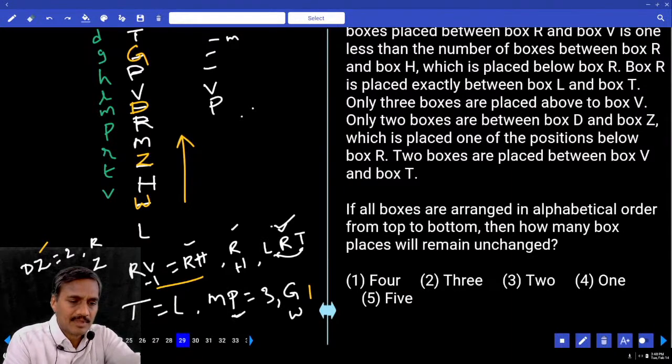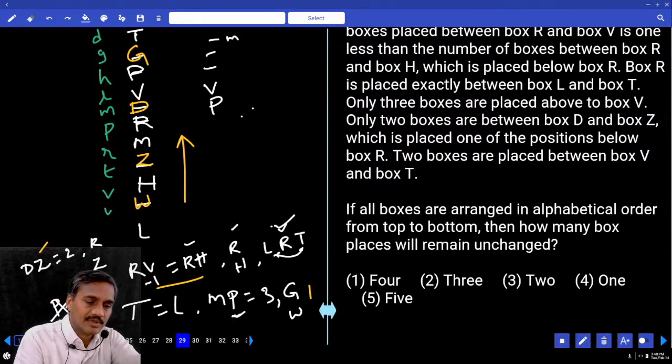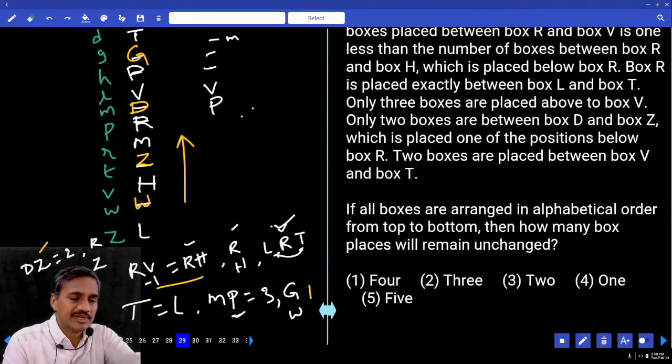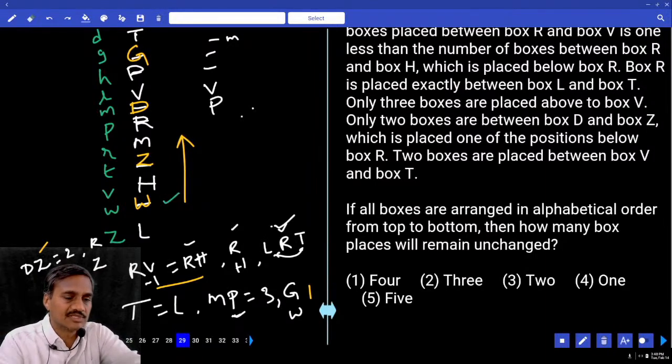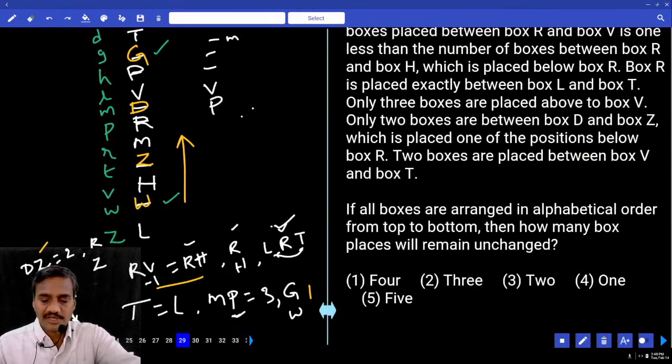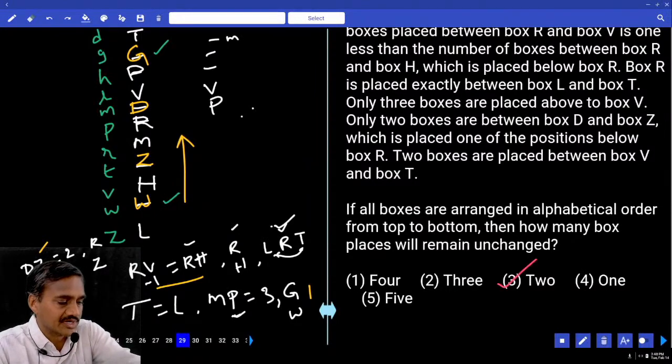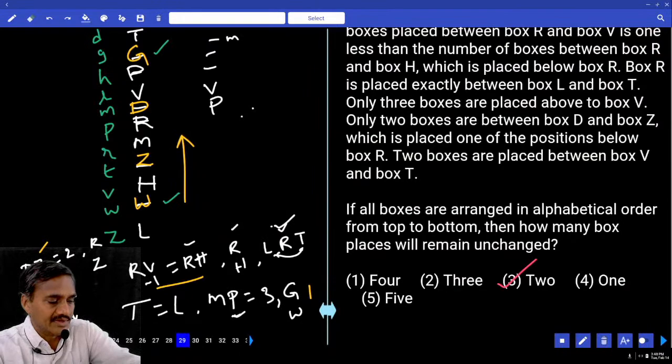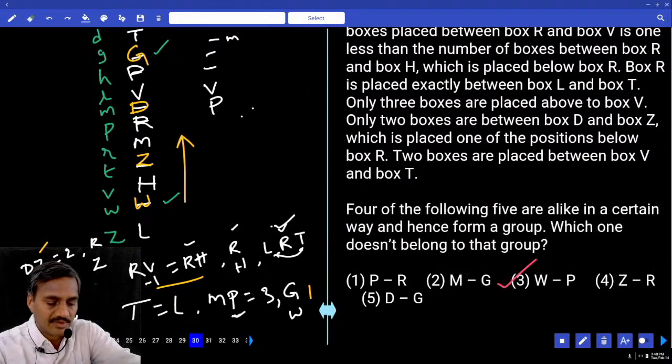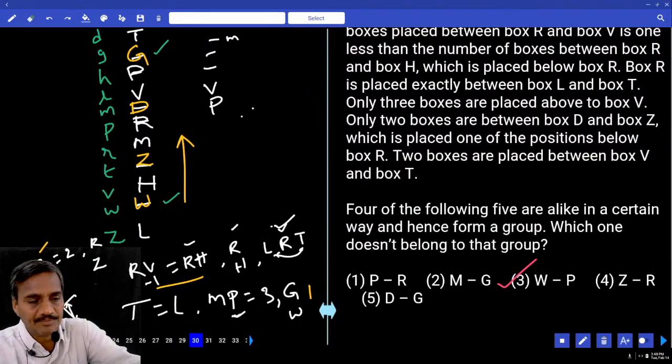there the W and Z. Now how many remain at the same place? W remain at the same place, G remain at the same place. Hence only 2 remain at the same place. 29 it is choice 2. Then 29 choice 3. Then 30th, 4 out of the following, P and R.